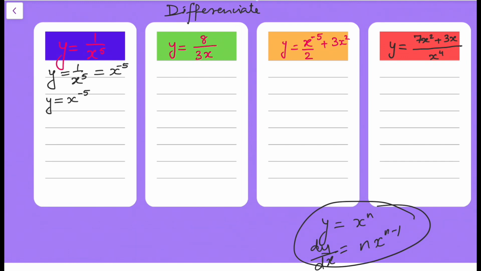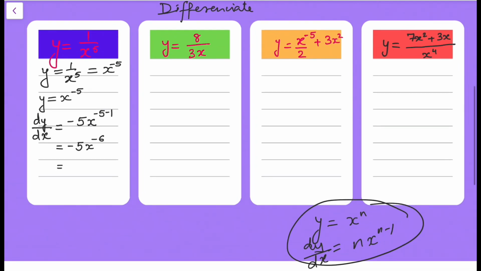So using the differentiation rules, dy over dx will be equal to minus 5x to the power of minus 5 minus 1. So that will be minus 5x to the power of minus 6, or we can write it as minus 5 over x to the power of 6, just to make the power positive, right?